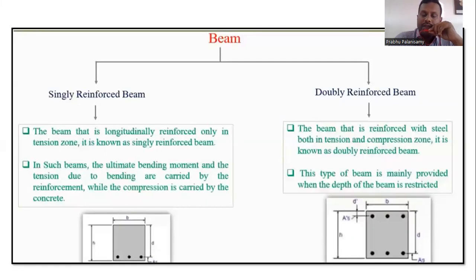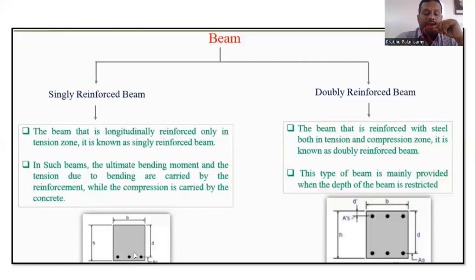And here, first of all, we are about to see what type of beam we are going to design. Already we know the types of beam that we practically use, continuous or simply supported. Now we are going to see the types of beam, that is, the singly reinforced beam and the doubly reinforced beam. Here we may see the cross section of the reinforcement of a beam. This is the tension zone, and this is the compression zone. You can see the tension and compression zones here.